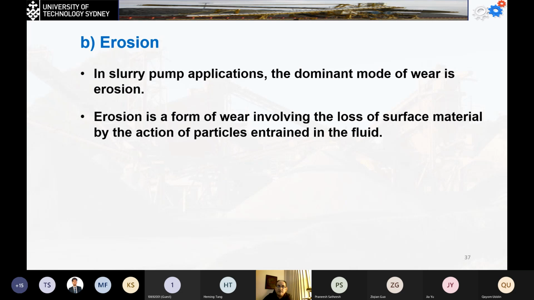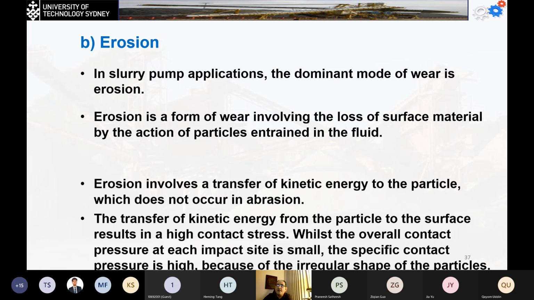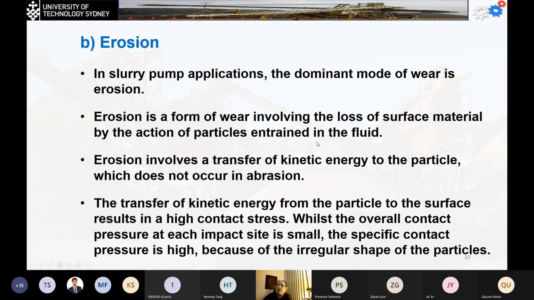So the liquid itself, with high friction with the walls, is going to start to erode the material. Erosion involves the transfer of the kinetic energy of the particles, which does not occur in the abrasion, and transfer of the kinetic energy from the particle to the surface will result in very high contact stresses, while the overall contact pressure at each impact site is going to be small. Specific contact pressure is going to be high.